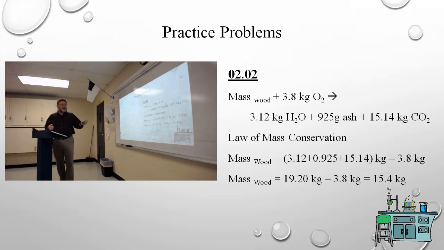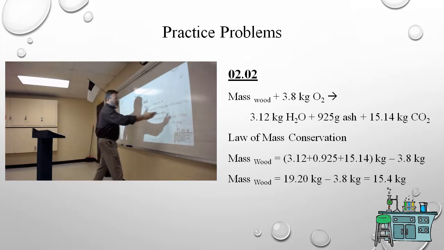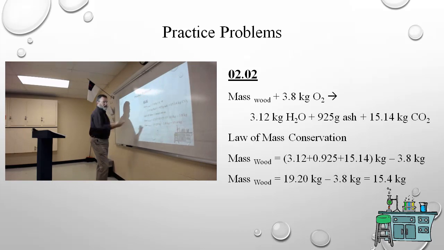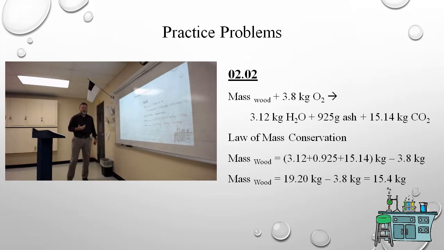And then 19.2 minus 3.8, again, for precision, it's to the tenths place now, because subtracting the 3.8 is only precise to the tenths place. 19.20 minus 3.8 comes out to be 15.4 rounded to the tenths place.